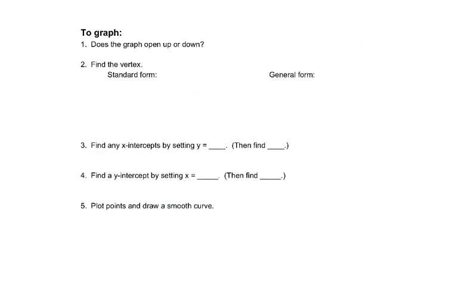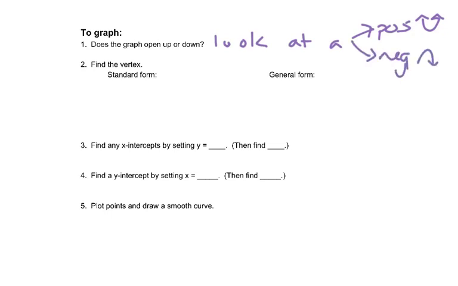So when we're graphing, we need to ask ourselves these questions. This is the process. The first thing we ask ourselves is, does the graph open up or down? We have to look at a. If a is positive, the graph opens up. If a is negative, the graph opens down. The next thing we do is find the vertex. And the way we do that depends on whether it's in standard form or general form.